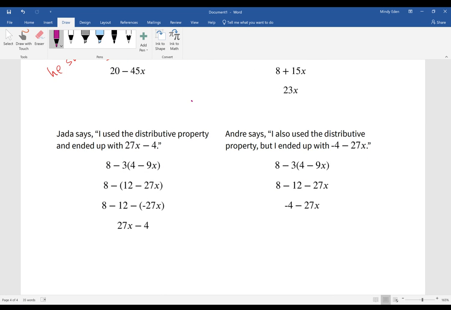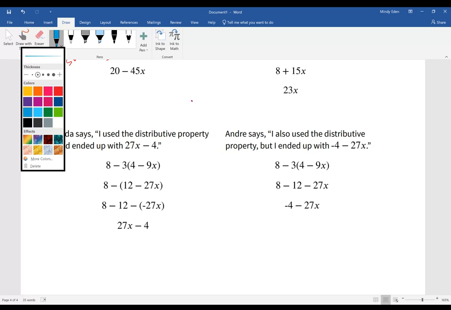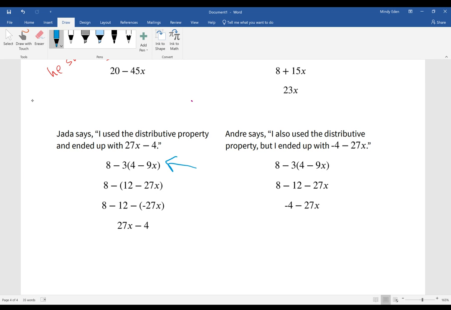All right, let's look at Jada. So Jada started with the same problem. The 8 stays, and she kept the minus sign, which is fine, and she only took the 3 and multiplied it inside. So she got 3 times 4 is 12, and 3 times negative 9x is negative 27. Now, that might look incorrect because she didn't get rid of the parentheses, but because she did keep the minus and the parentheses, she is allowed to do that. So far, Jada is fine.